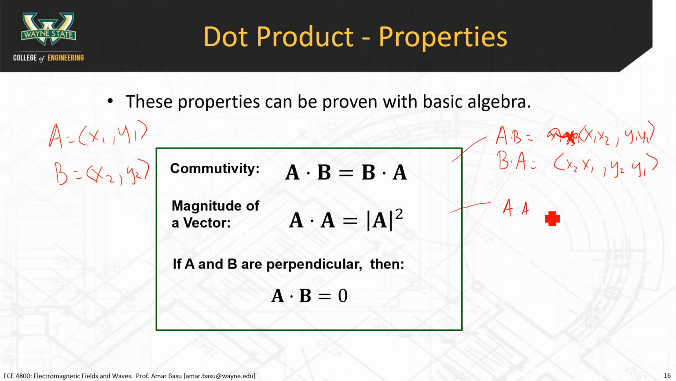All right, if we do a dot a, then it's just equal to x1 times x1 plus y1 times y1. So this is x1 squared plus y1 squared. Let's remind ourselves what the magnitude of a is. The magnitude of a is equal to the square root of x1 squared plus y1 squared. So a dot a is just equal to the magnitude of a squared. You can see x1 squared and y1 squared is the magnitude of a squared.